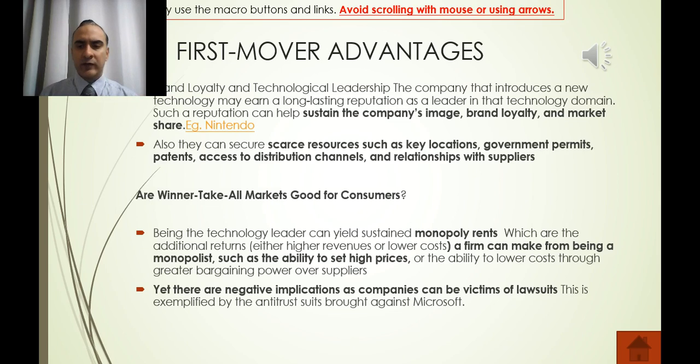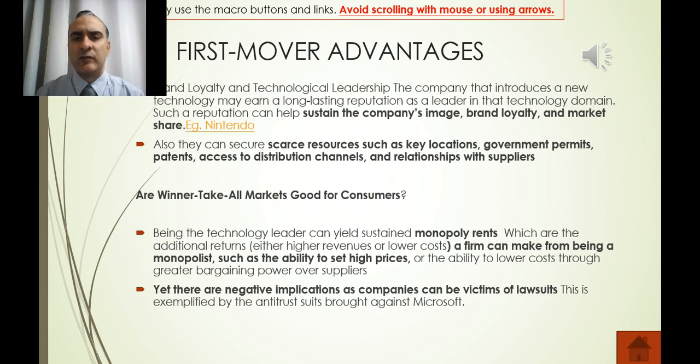they secure important resources such as the key locations, if they have a physical store, government permits, because the government still doesn't know what this product is about. Perhaps they grant it, but after a while, like for example the case of Airbnb, there were government permits, but after a while they realized it was not a good example. It was tackling the hospitality industry, and they started to complain, and that was a big issue, right?